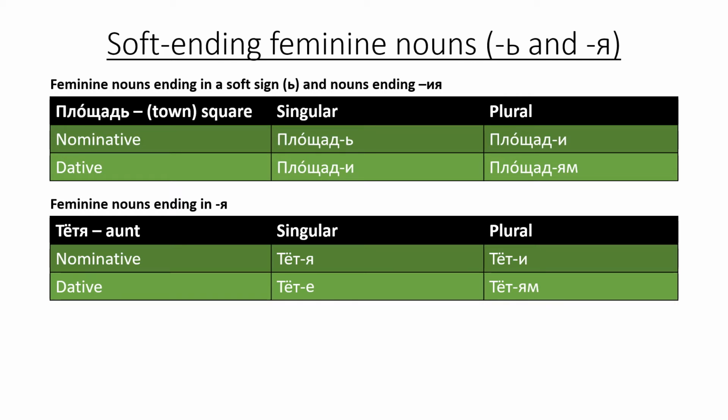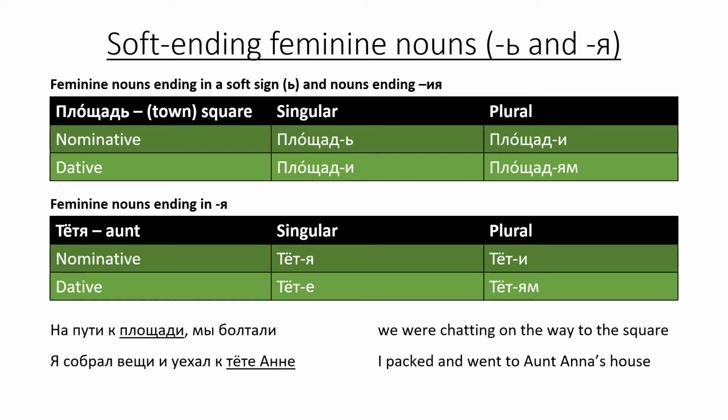Now for the singular. If the feminine noun ends in a soft sign, such as площадь, then you'll remove the soft sign and add the long и. Площадь becomes площади. And if the noun ends in -я, such as тётя, then you'll remove the -я and add -е to the stem to form the singular in the dative case, which will be тёте. So let's look at some example sentences.